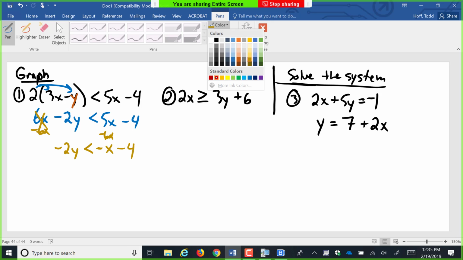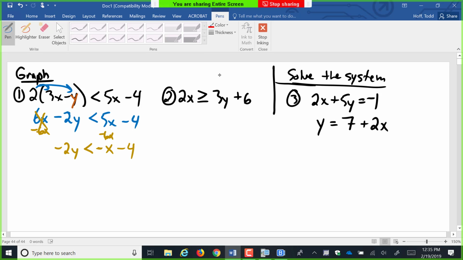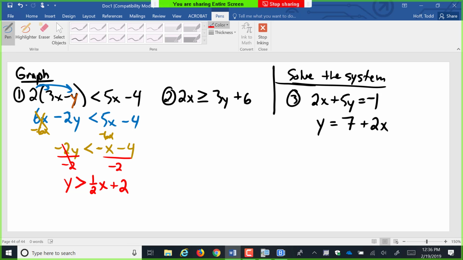What's next? Divide by negative 2. We divide by a negative 2. What do we get? y greater than negative x over 2 plus 2. Careful. You're really close. 1 half x. Plus 2. There we go. And it has become greater than because we divided by a negative. We had to flip that symbol. So it goes from less than to greater than.